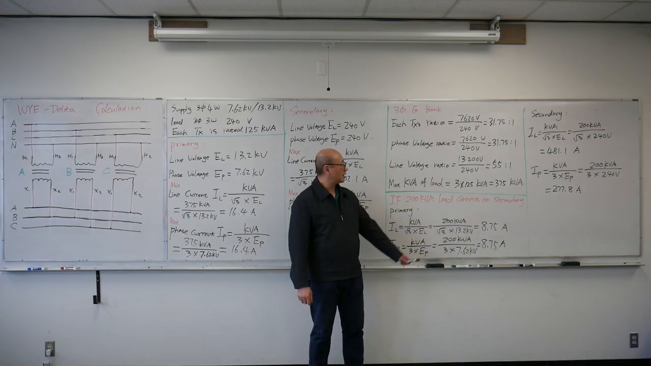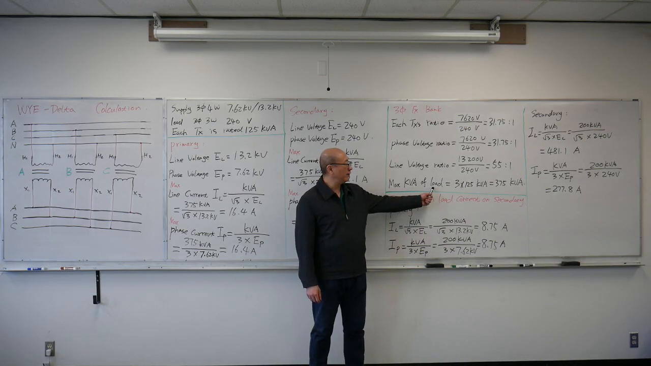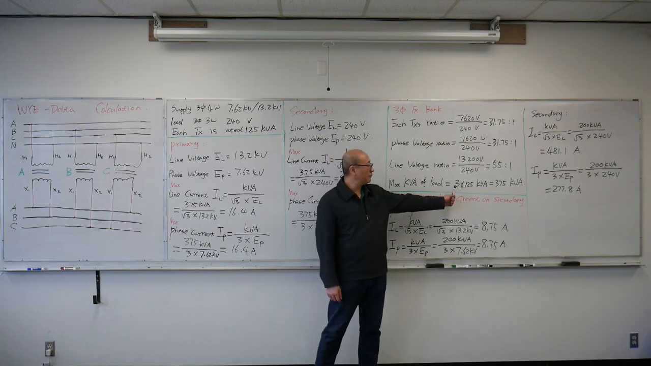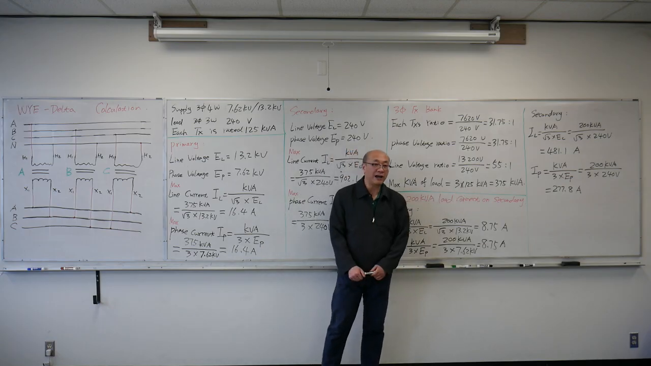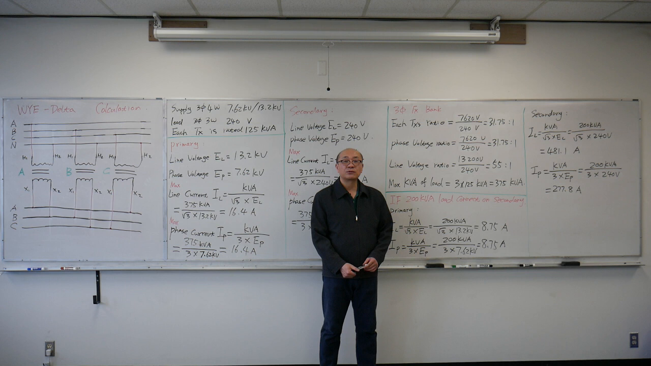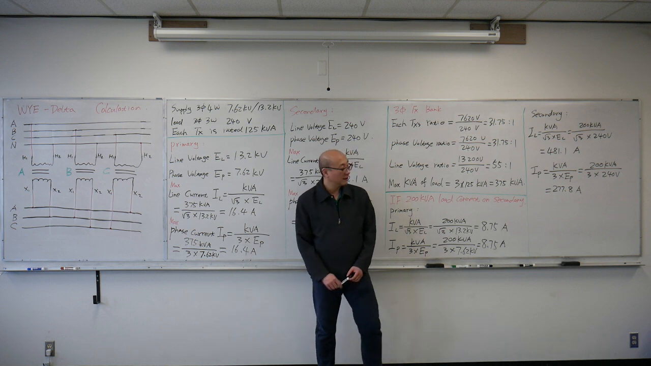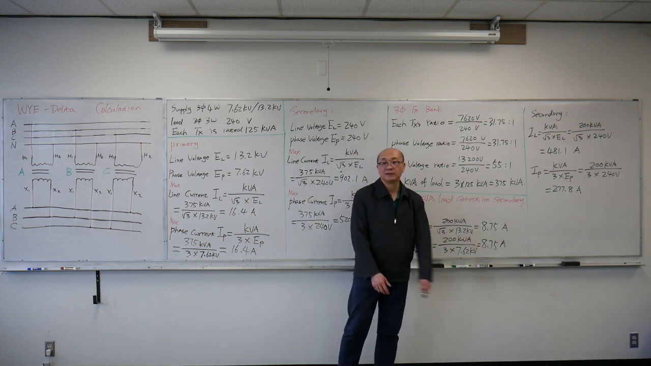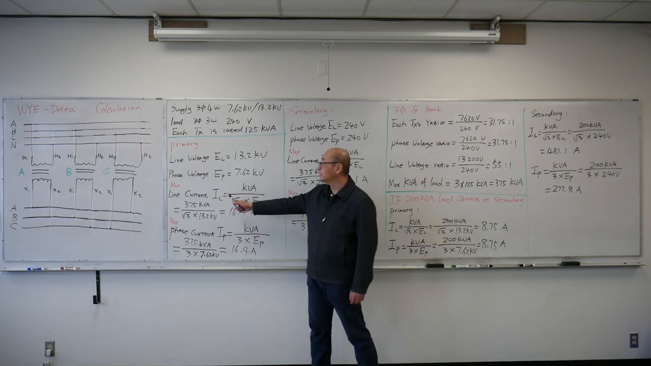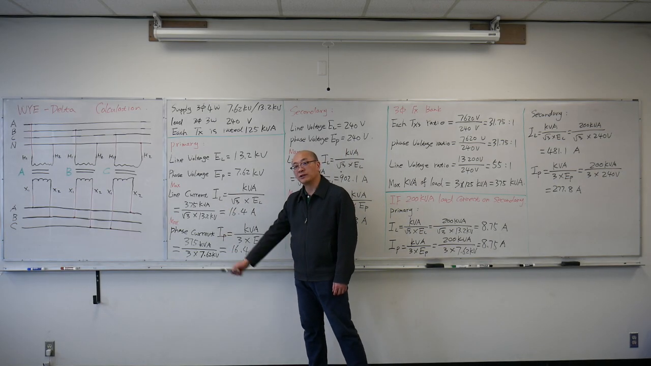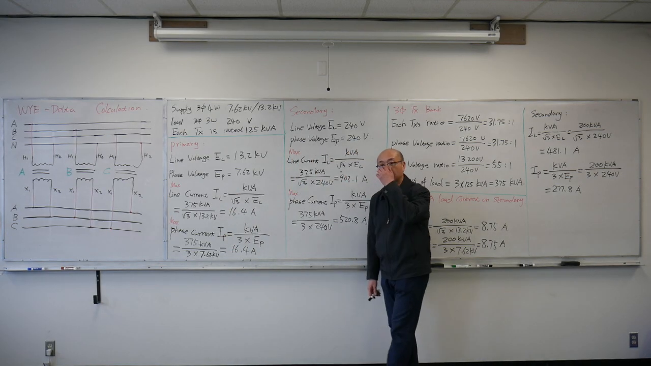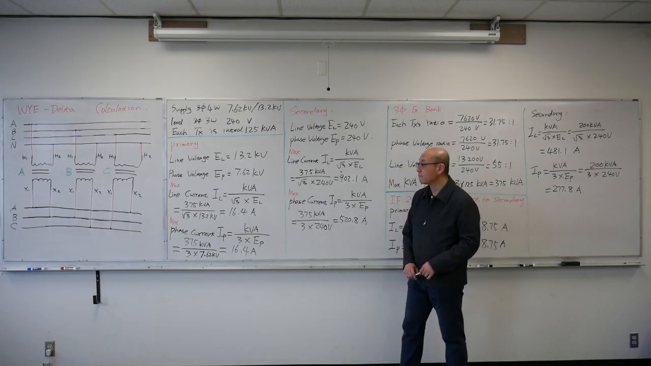For the balanced load, the maximum kVA of the balanced load will be 3 times 125 kVA, which gives me 375 kVA. Now that I have this maximum load kVA, I can use it to calculate the maximum line current and the phase current on the primary and the secondary side.